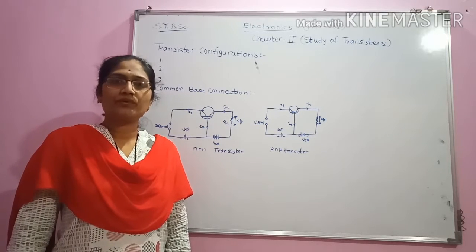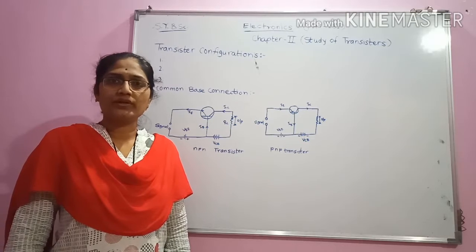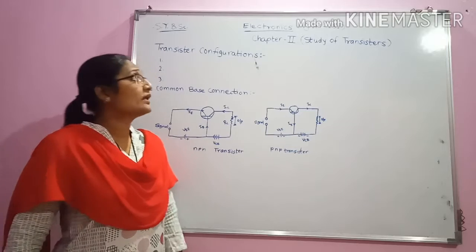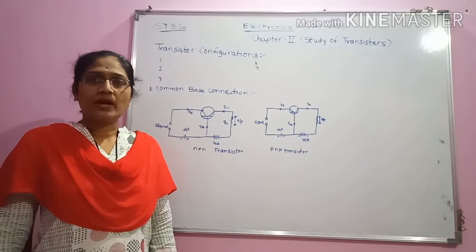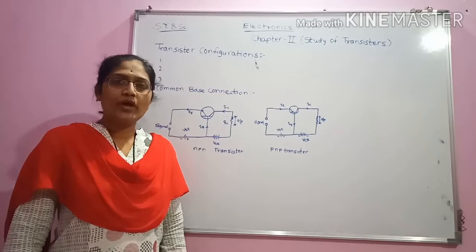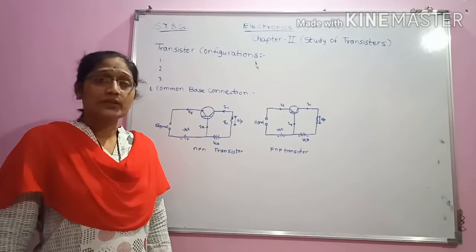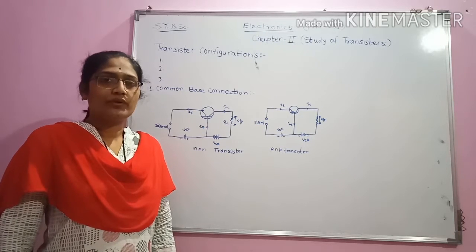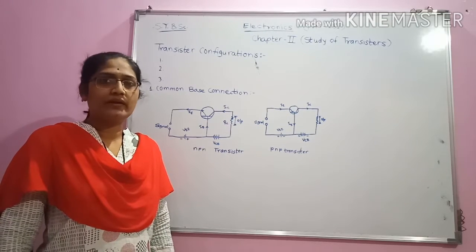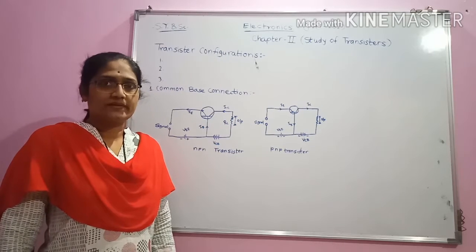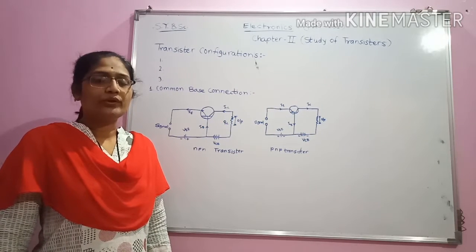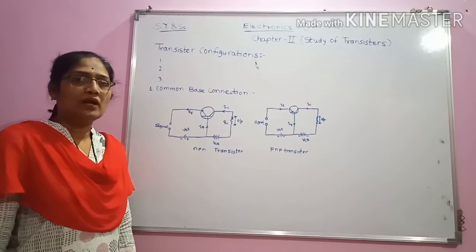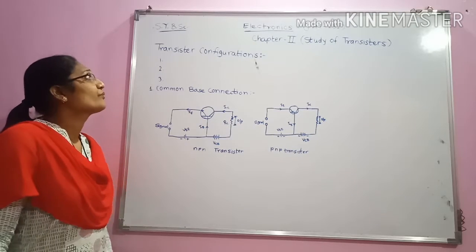We have completed our first chapter, that is network theorem, related to the SYBSc electronics subject, and we have started our second chapter, that is the study of transistors. Out of this chapter we have covered the points such as what is a transistor, what is an NPN transistor, what is a PNP transistor, what is the working principle behind NPN and PNP transistors, etc. In today's lecture we are going to see the transistor configurations. So let's see what are the transistor configurations.